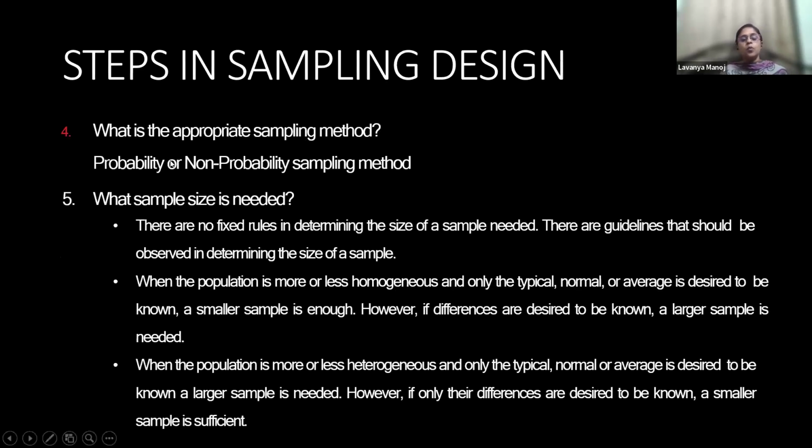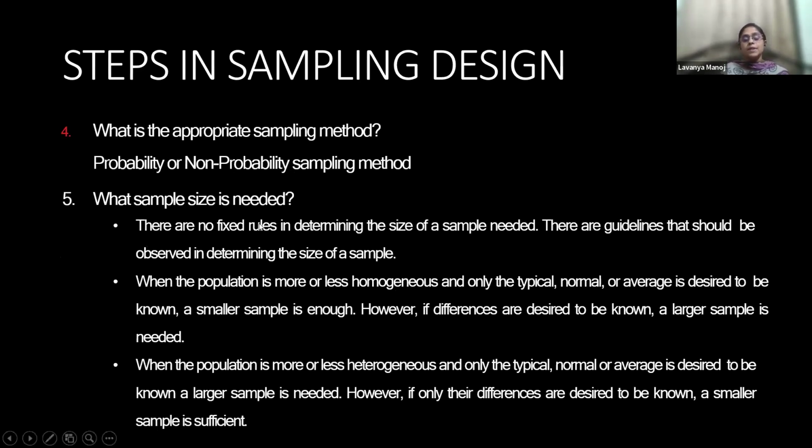And the fourth step is what is the appropriate sampling method? What sampling method are you going to use? There are two types of sampling methods, probability and non-probability. There are further types under probability and non-probability, so that we will see later. First you have to be very sure about what kind of sampling method you're going to use.